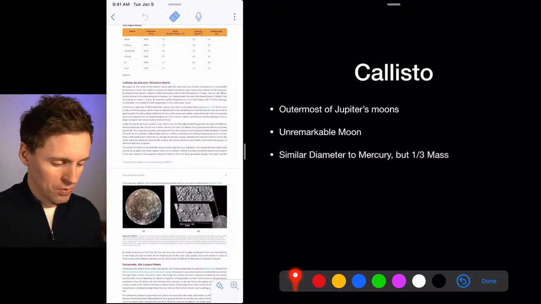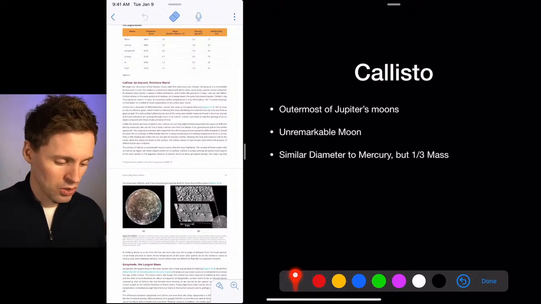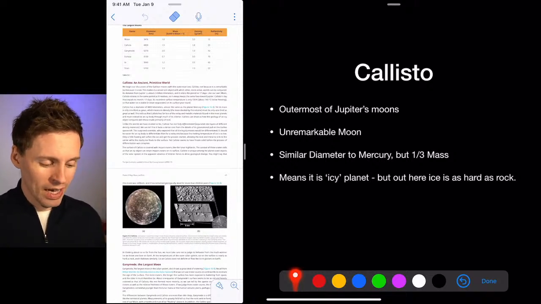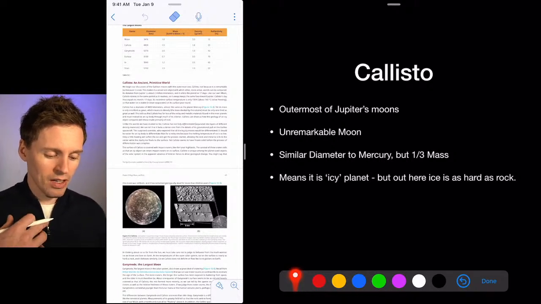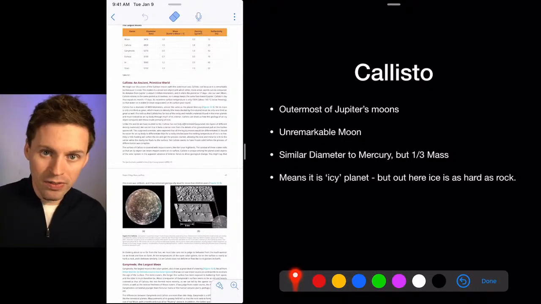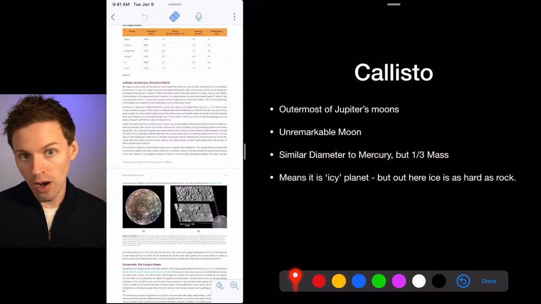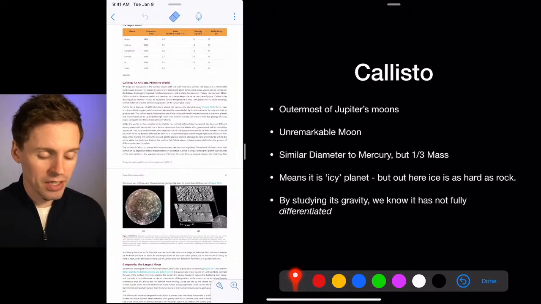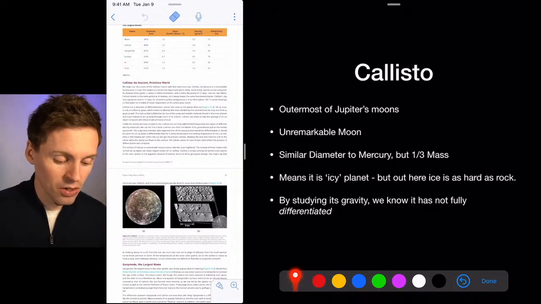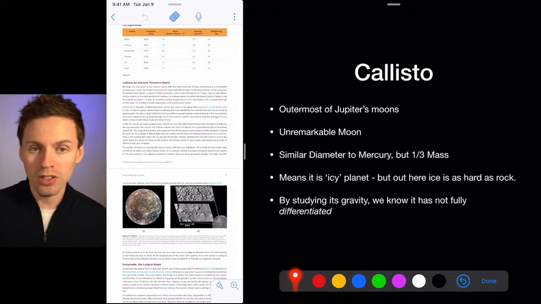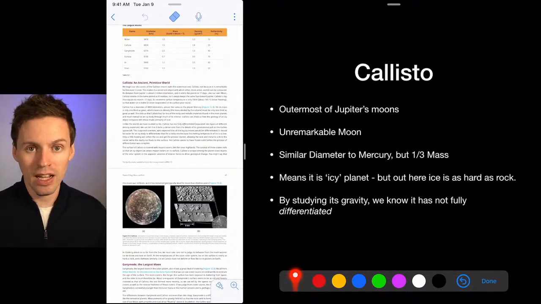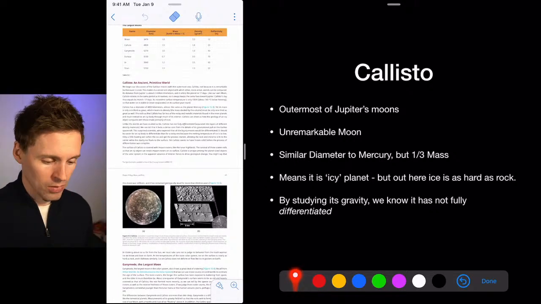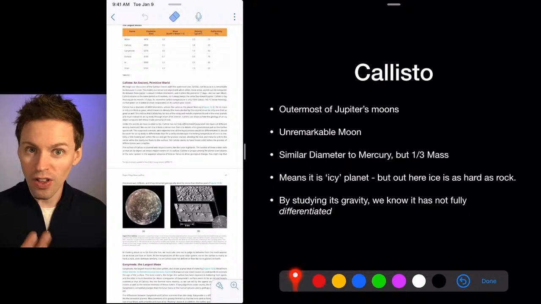It's unremarkable. It's a similar diameter to Mercury, but a third of the mass, so it's fluffy. It's an icy planet. Ice here, when you're out this far from the sun, is as hard as rock. You really can't chip it. Kind of amazing. But by studying its gravity, we know that it is not fully differentiated. So it's not like Mercury, which has a very solid central core and an outer fluffy layer. Callisto is basically just a fluffy planet.